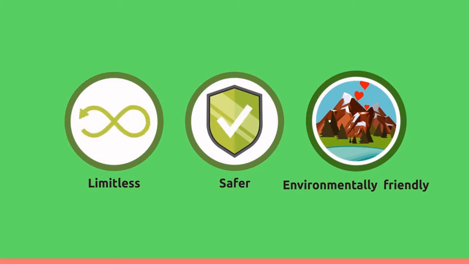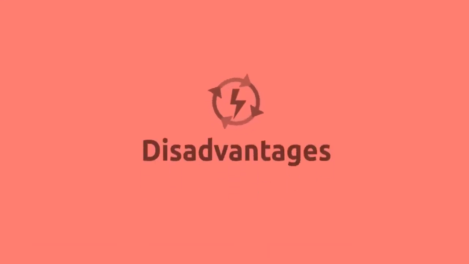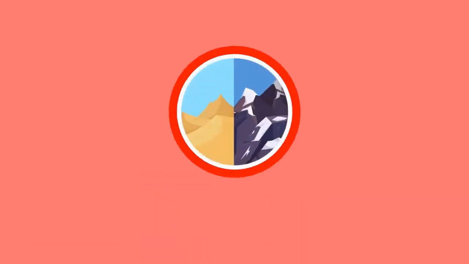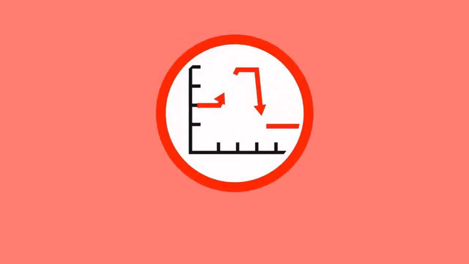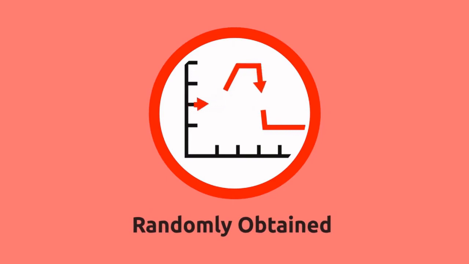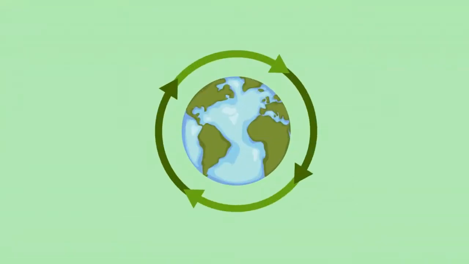Now let us talk about the disadvantages. For example, it varies by location. Natural things vary from place to place. Another thing is that it is obtained randomly. Natural things are obtained randomly in every area. Randomly means it's not under our control. Natural things are natural things in our life.